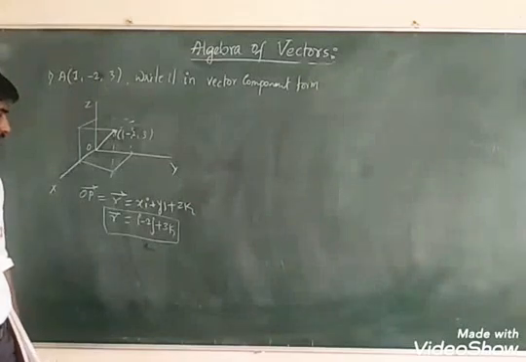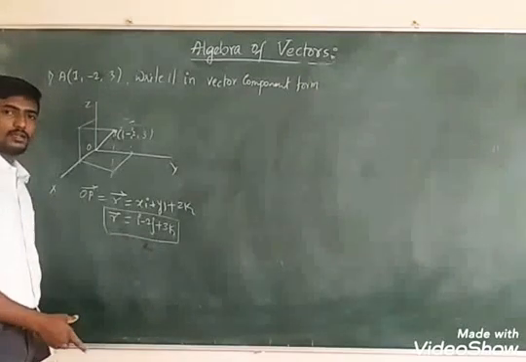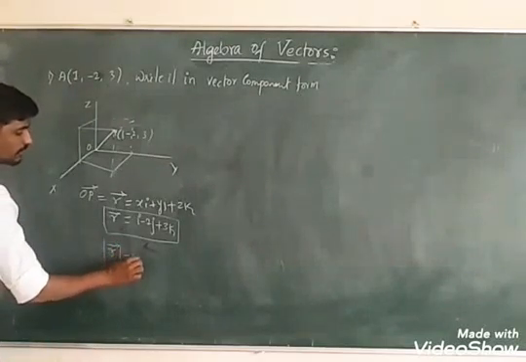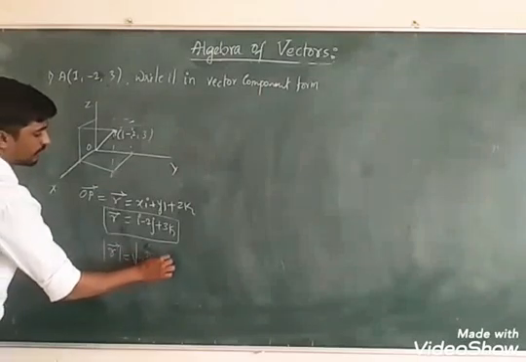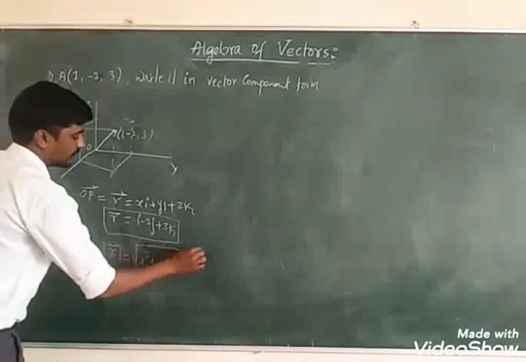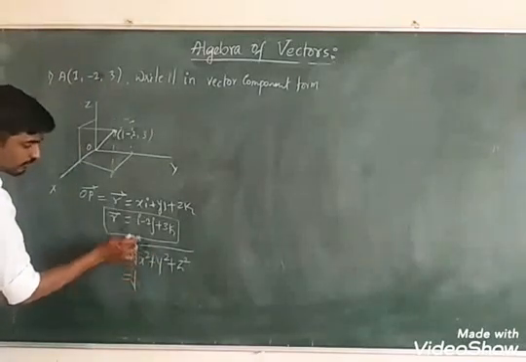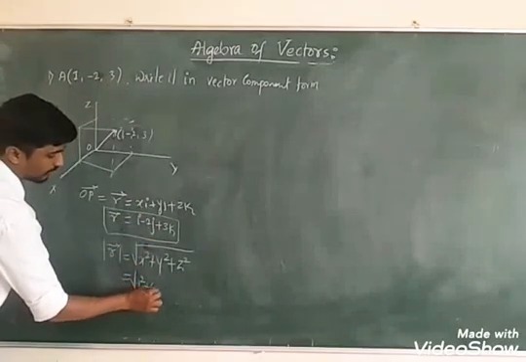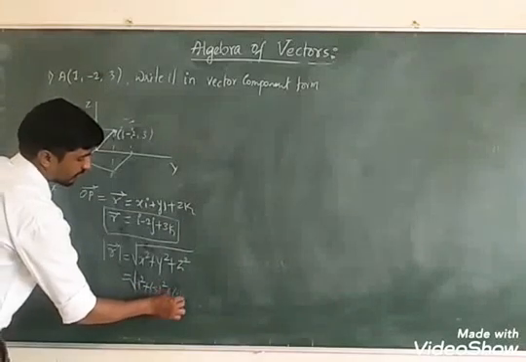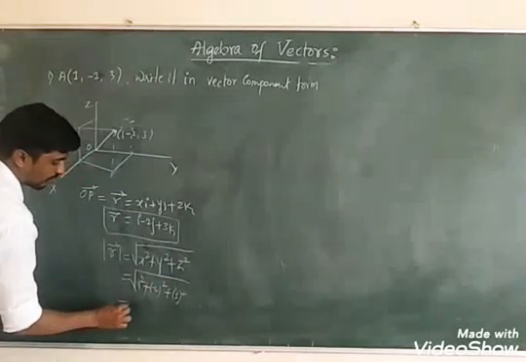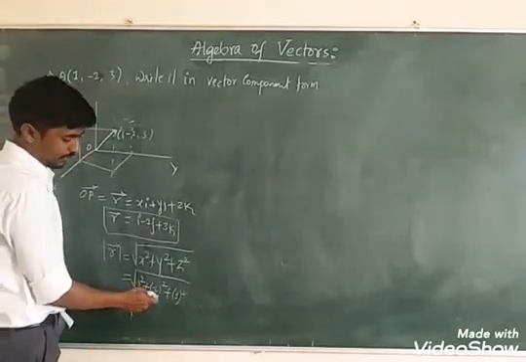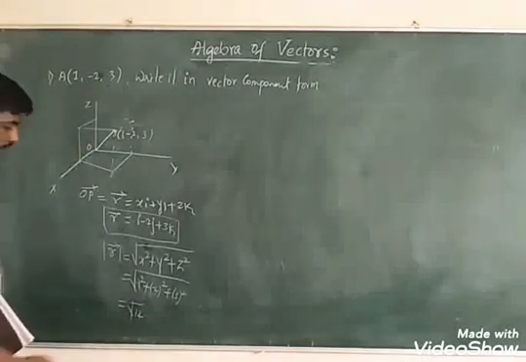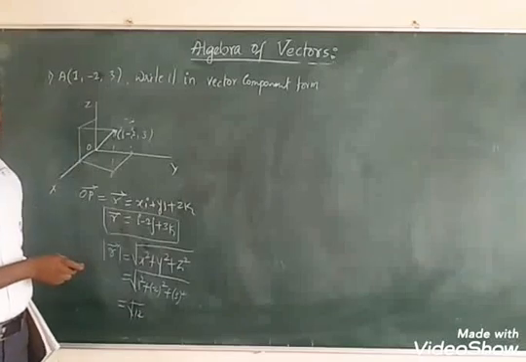I will take another thing here. What will be the magnitude of this vector? We know that for vector R, the magnitude is the root of x square plus y square plus z square. Therefore the magnitude is the root of 1 square plus (-2) square plus 3 square, which is 1 plus 4 plus 9, so it is root of 14. This is the magnitude of this position vector.